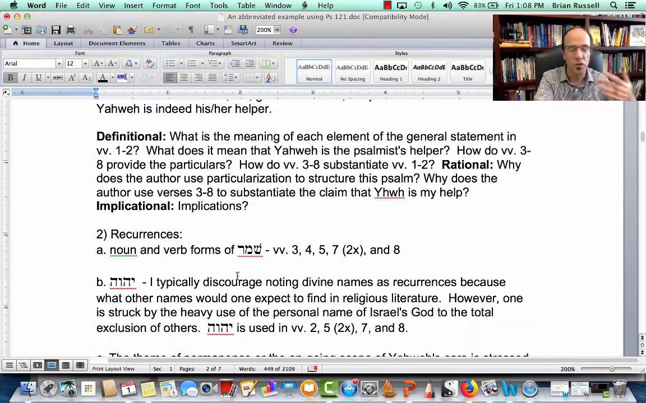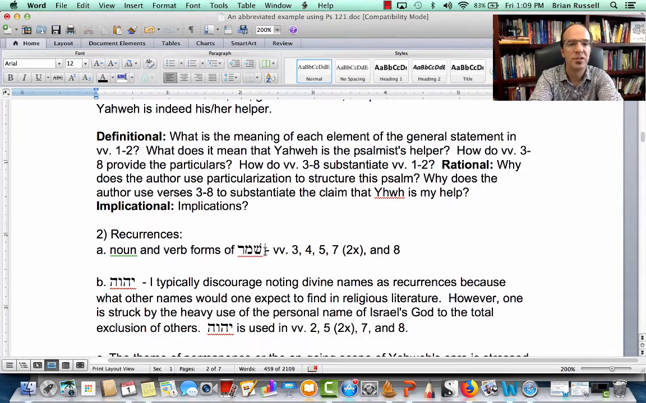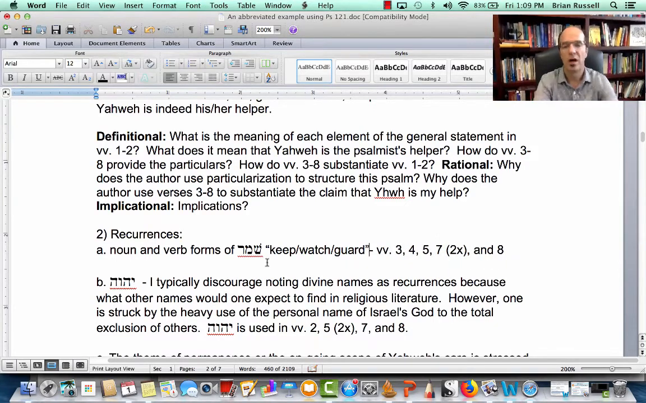You also may have observed some recurrences. There's plenty of noun and verb forms of shamar. This is the word that means keep, or watch, or guard, that recurs throughout this. Again, you're not expected at this level to be able to use original language in detail. However, if you have experience and can use Greek and Hebrew in your work, I encourage you, and I will be modeling that, but of course we'll always be using English translations so that everybody can stay together.